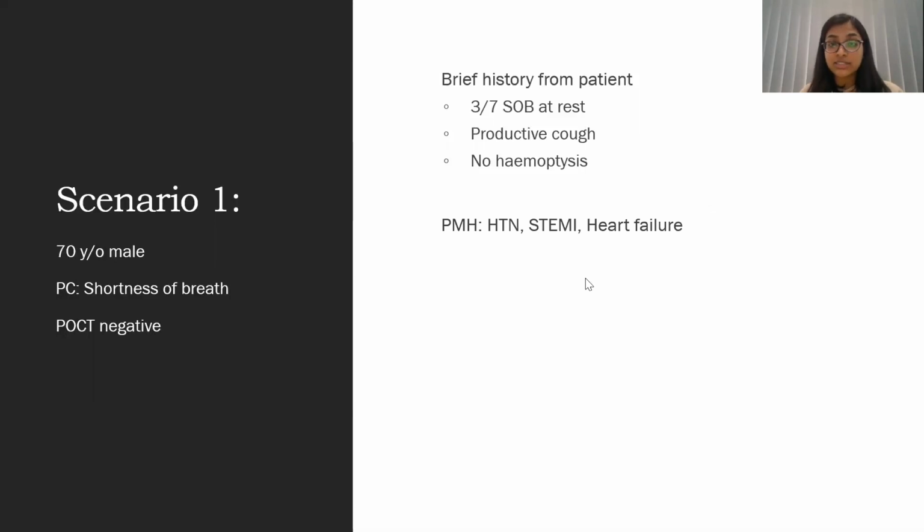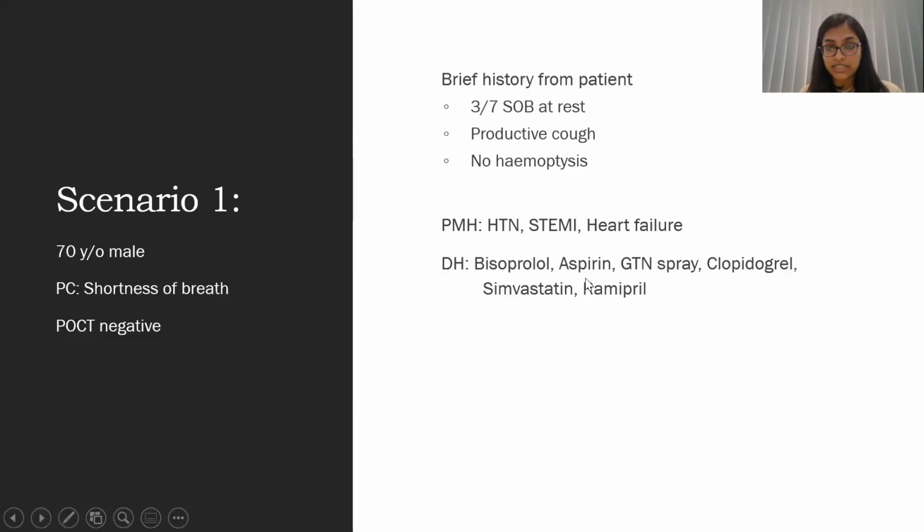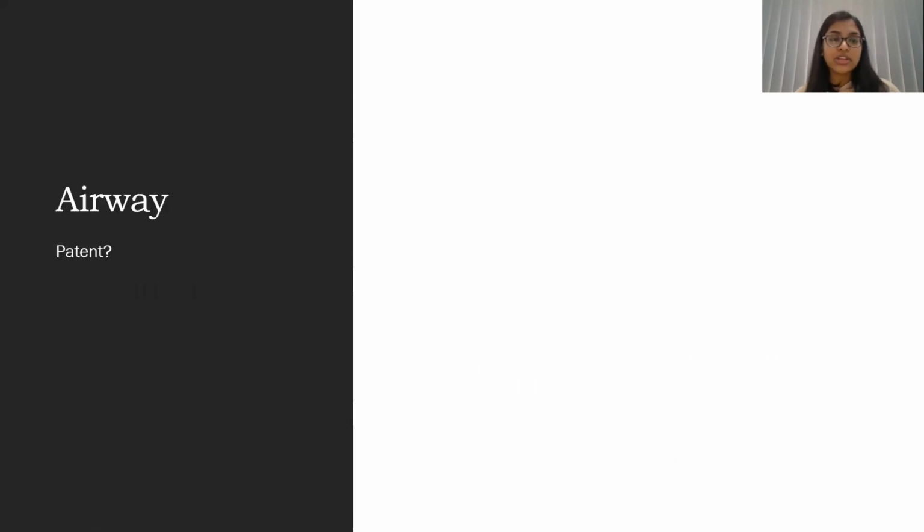So he also tells you that he takes some medications. So that is a list of all the medications that he's on. And one of the most important things that you want to ask this patient is if he has any allergies before you prescribe anything at all. Usually in A&E, you might not have any previous notes. So make sure that you know that the patient is not allergic to anything before you start prescribing any antibiotics or any other medications. So moving on, do you think the patient's airway is patent?